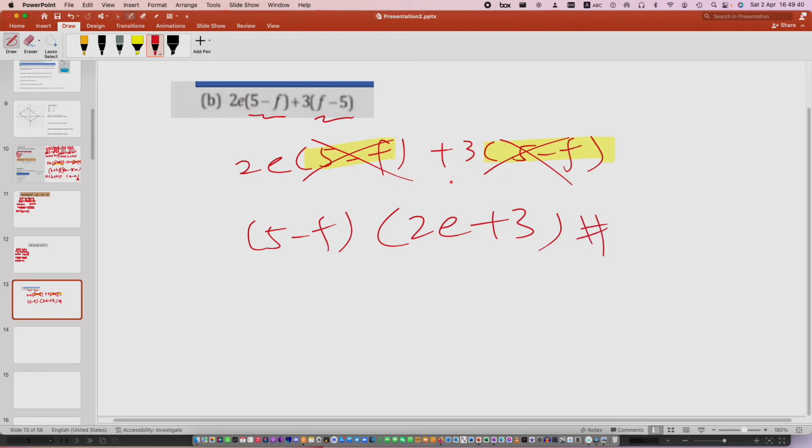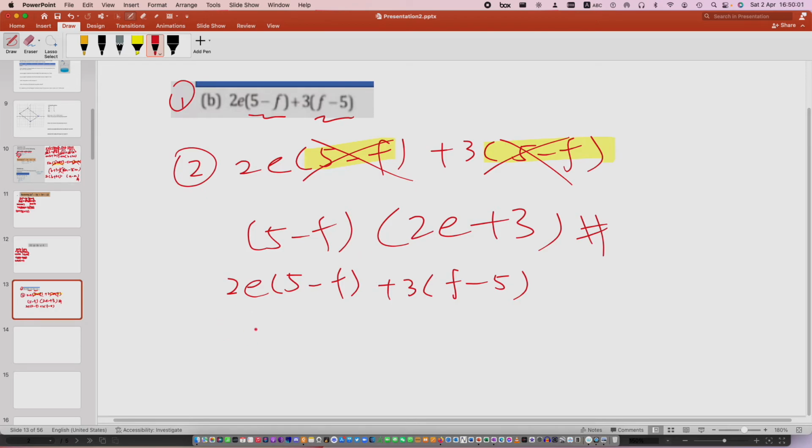If you are given this question, but clearly this is question 2, and question 2 is different from question 1. Because question 1 is 5 minus f, but at the back is f minus 5. Can you see that they are kind of similar but not exactly the same? Then in this situation, what can you do?